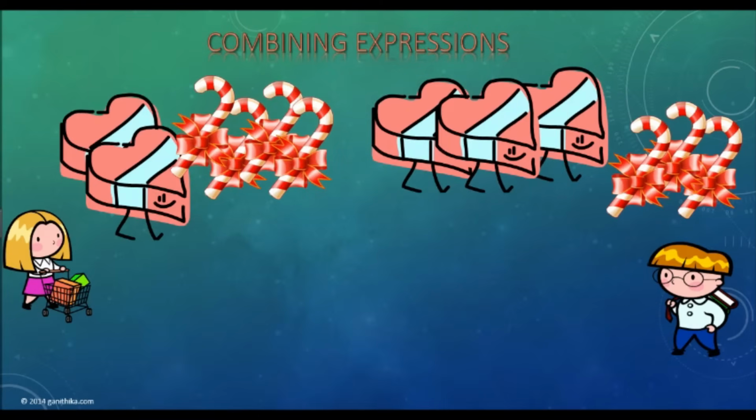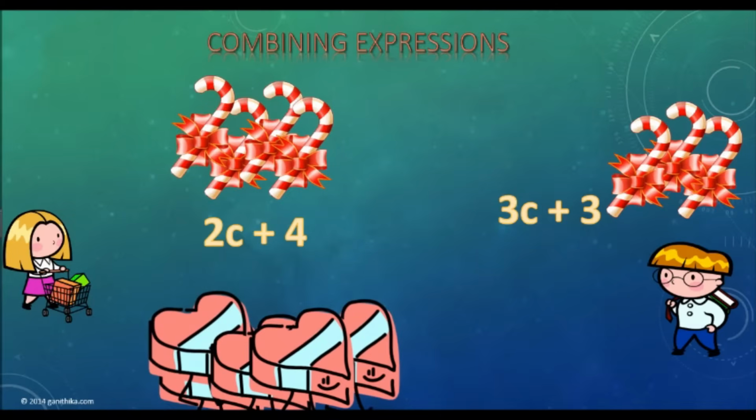Now, how do you combine expressions? Say, for example, there are two students in grade 6, Alice and John. Alice is buying two boxes of candies, and she has four extra candies. And John has three boxes of candies and he has three extra candies. So how will you write them as expressions? If I have C as the number of candies in each box, we have for Alice 2C plus 4 and for John 3C plus 3. You should be familiar with this by now, right? C is the number of candies in each box.